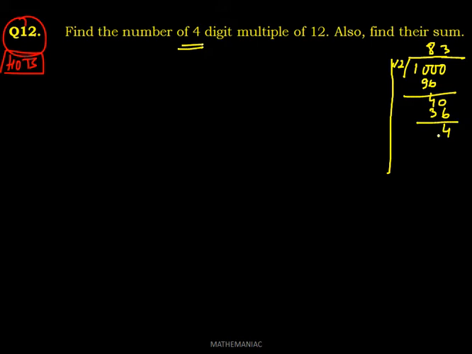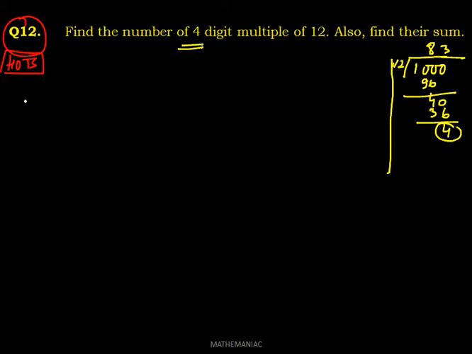36. Then again 4 will come. That means 12 times 83 is a number which is 4 less than 1000. Right? It means the next multiple of 12 will be a 4 digit number, because 12 into 83 is not a 4 digit number; it is less than 1000 by 4. It will be 996, right?